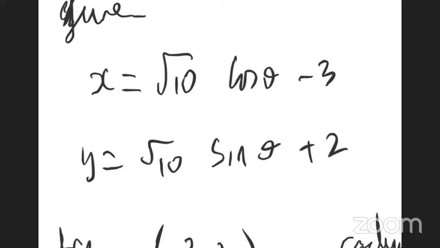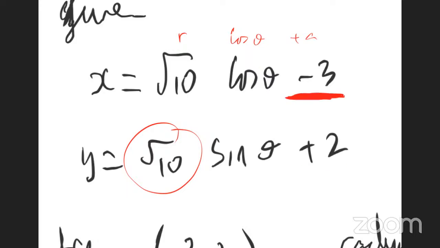Remember the general form is r cos theta plus a. So the radius is this, and what's the center? The center is (-3, 2). They just rearranged it. Instead of -3 plus root 10 cos theta, they have it the other way around.